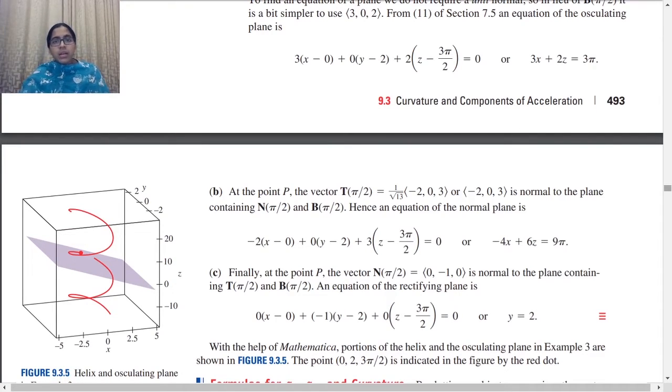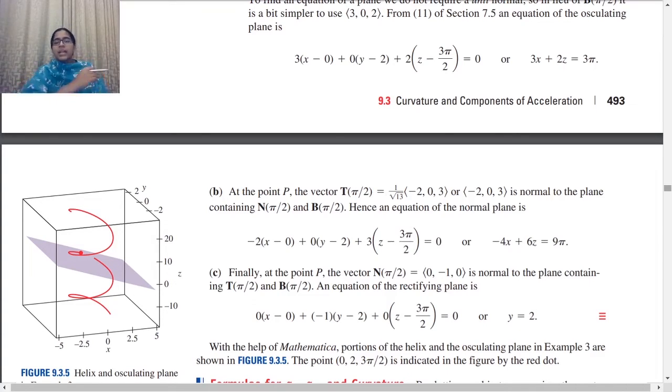So what will be the normal vector to that particular plane? It will be the vector t. So we'll find t of pi by 2, and that will be 1 by root 13 times minus 2i plus 0j plus 3 by root 13 k. So avoiding this unit magnitude part, we'll simplify it and consider the point minus 2, 0 and 3. So this is the normal to the plane containing n of pi by 2 and b of pi by 2. And using this and the point that we have found, we'll form the equation of the normal plane.